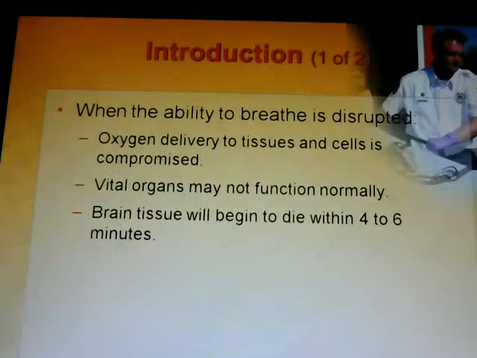Let's do a little bit of an introduction here. When the ability to breathe is disrupted, what's going to happen with a patient? What do I mean by the ability to breathe is disrupted? Oxygen delivery to the tissues and cells is compromised. It's not getting there like it's supposed to. It's not doing what it needs to, and the air is not getting there. It's going to cause problems, right? Vital organs may not function normally when they're not getting air. Brain tissue will begin to die within 4 to 6 minutes. That's not a good thing.